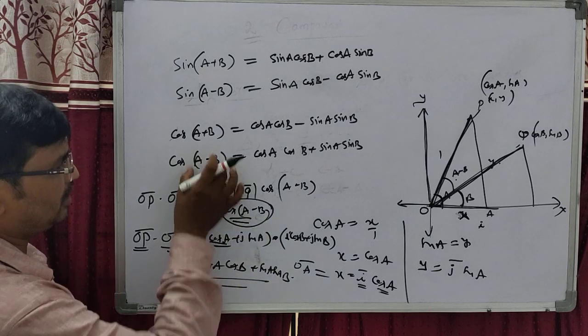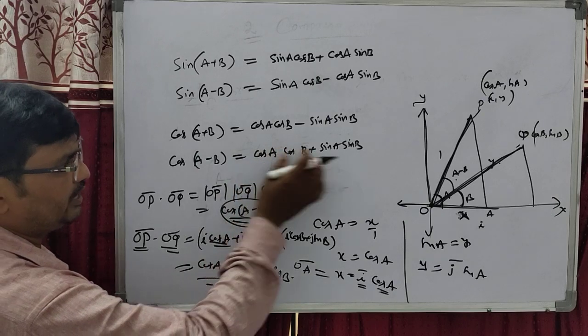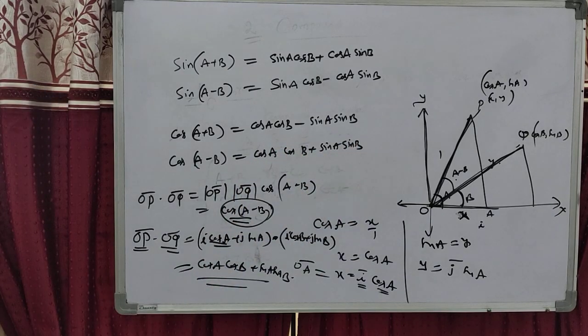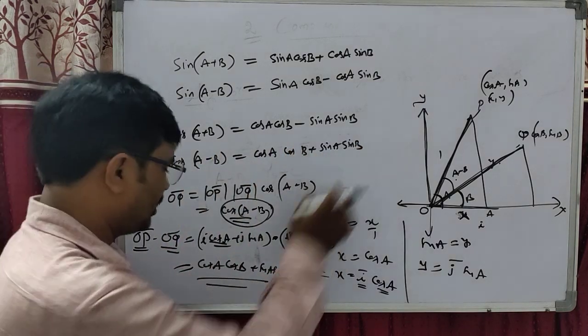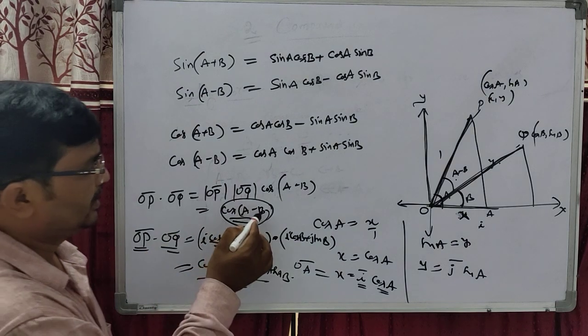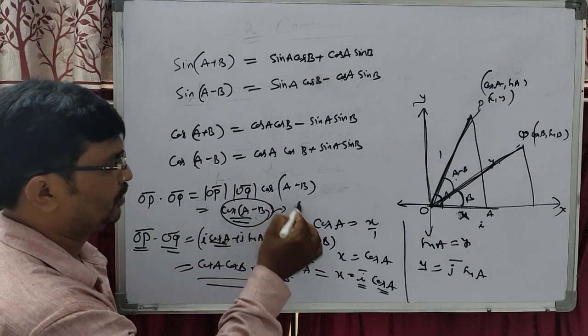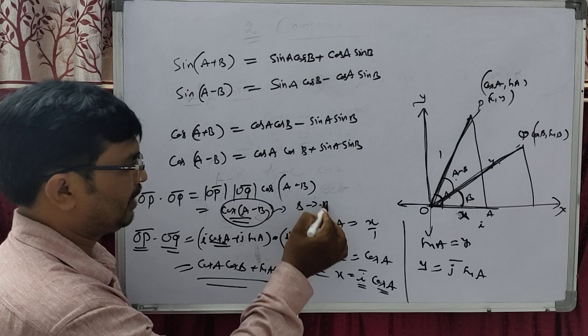Dear students, this is cos of A minus B is cos A cos B plus sin A sin B. My dear students, for cos of A plus B, we got cos A cos B minus sin A sin B. We can replace B by minus B.